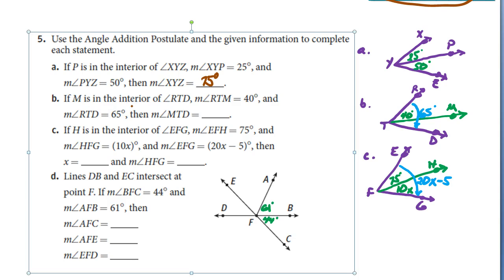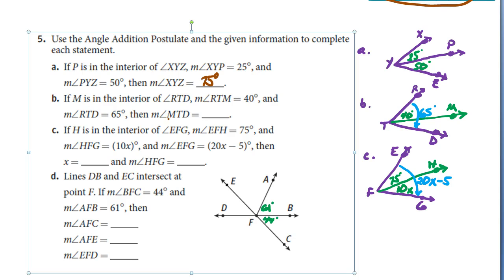Question B. M is in the interior of angle RTD. So I drew angle RTD, and I put M somewhere on the interior and drew this ray. RTM is 40, labeled in green. RTD is 65. So the large angle is 65. I drew an arc and labeled it 65 degrees in light blue.